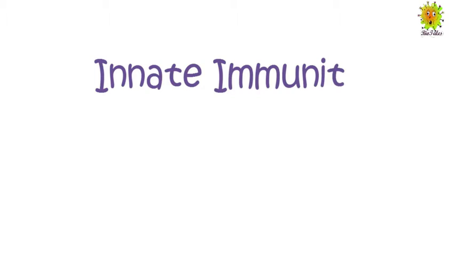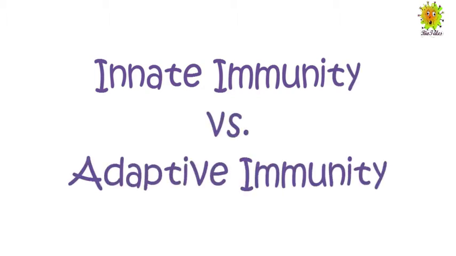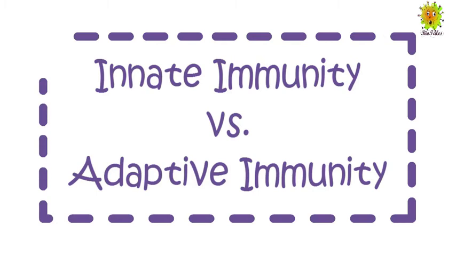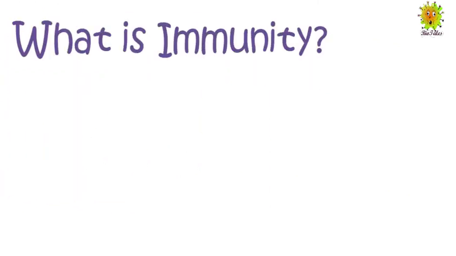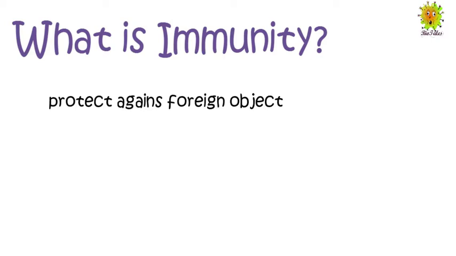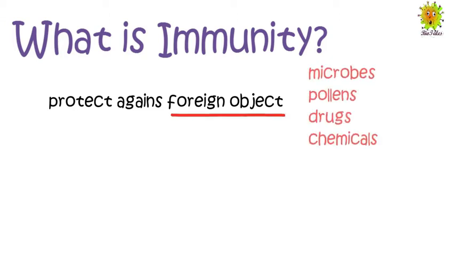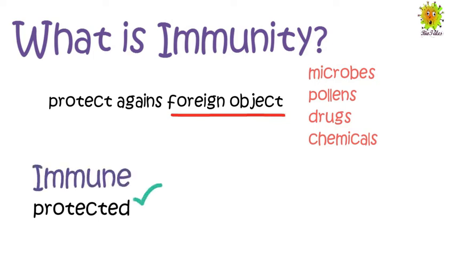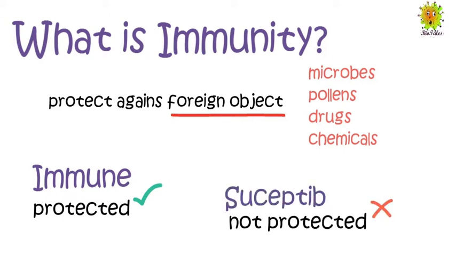Let's see what is the difference between innate and adaptive immunity. So first we see what is immunity. Immunity is the ability of any organism to protect itself against any foreign object like microbes, pollens, drugs, chemicals, and many other substances. When a person possesses this ability to protect himself against foreign objects, then he is called immune. And when a person lacks this ability, then he is called susceptible.